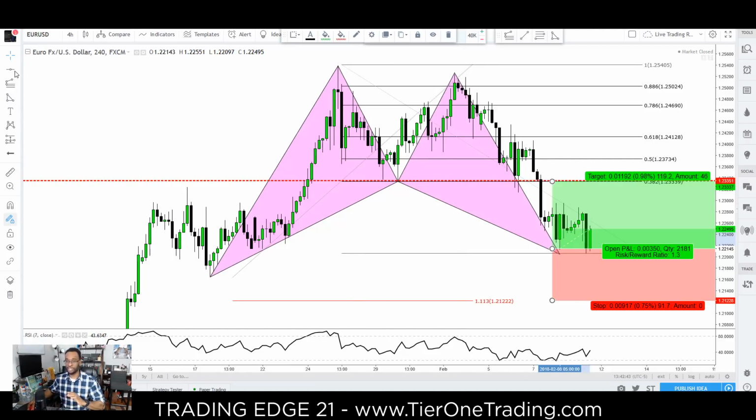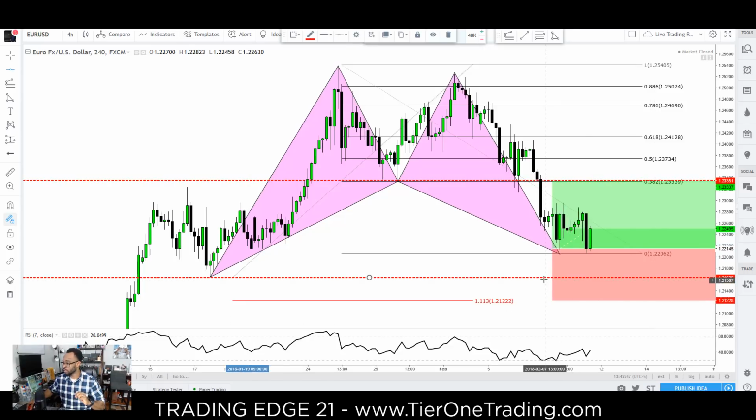Again, these pattern formations are going to be valid until the X leg is penetrated. So as long as we stay above 121.64s, it's still a valid pattern formation. They don't have to complete exactly at the D point and rally in the opposite direction. The D point is just the completion point. That's where we're looking to get involved. But anywhere in that zone between the D and the X leg is still going to be valid.